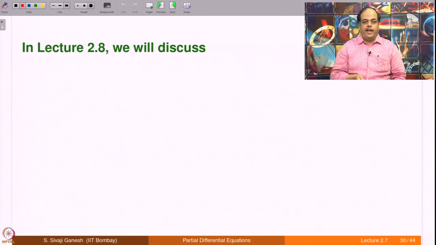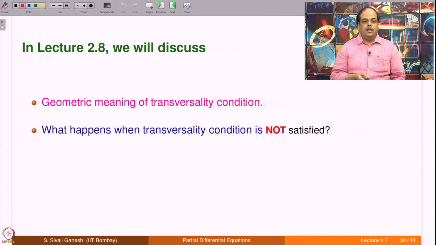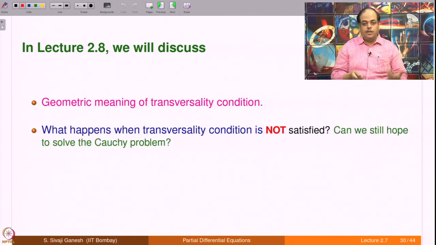So, in lecture 2.8, that is the next lecture, we will discuss the geometric meaning of the transversality condition and what happens when this condition is not satisfied. When it is satisfied, we are going to prove a result today, and what happens if it is not satisfied will be analyzed in the next lecture. Can we still hope to solve the Cauchy problem? We have to see. Answers will be in the next lecture.